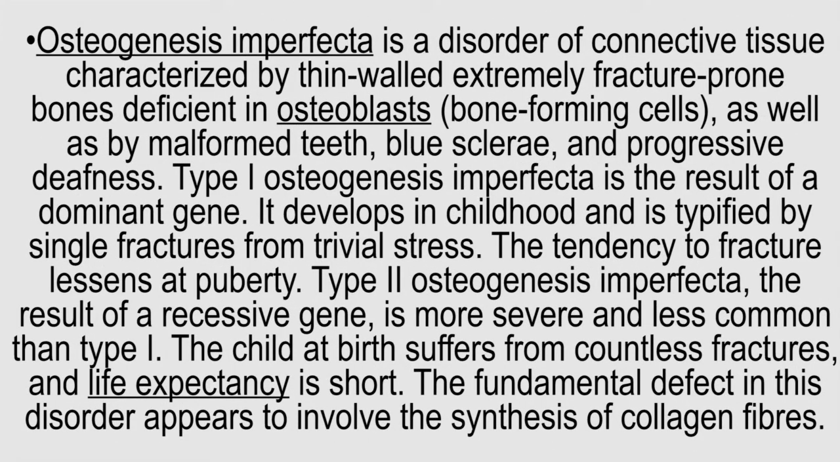Osteogenesis imperfecta is a disorder of connective tissue characterized by thin-walled, extremely fracture-prone bones deficient in osteoblasts, bone-forming cells, as well as by malformed teeth, blue sclerae, and progressive deafness. Type I osteogenesis imperfecta is the result of a dominant gene. It develops in childhood and is typified by single fractures from trivial stress. The tendency to fracture lessens at puberty.